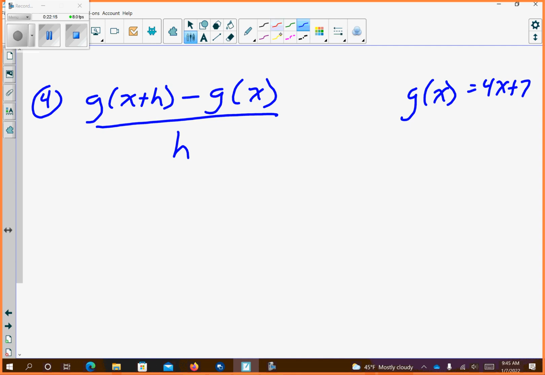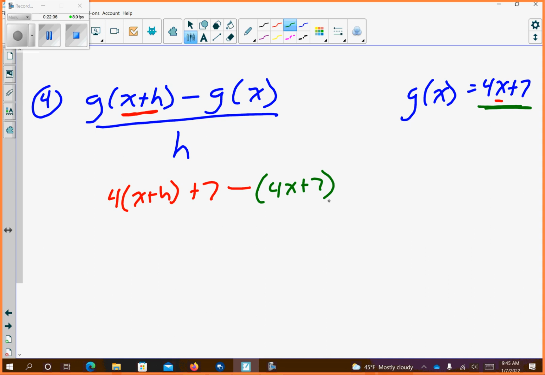So what this means is I'm going to take this x plus h, and I'm going to plug it in for x. So I get 4 parentheses x plus h plus 7 minus what g at x is equal to, so minus 4x plus 7. Notice I put it in parentheses because I had a subtraction sign. And then h, there's nothing to plug h into, so it just comes along for the ride.